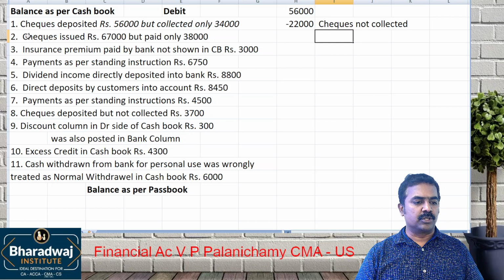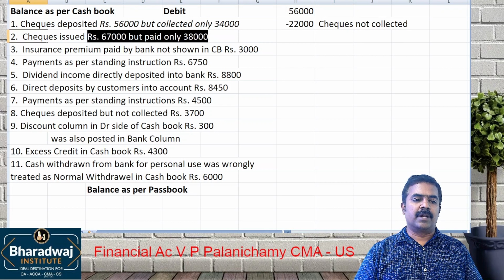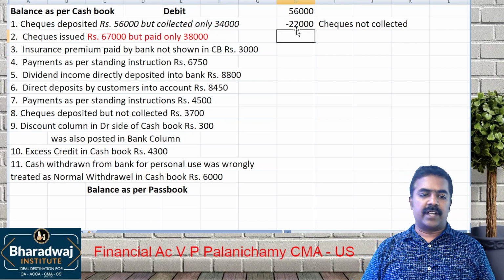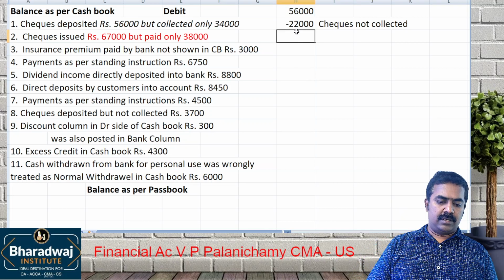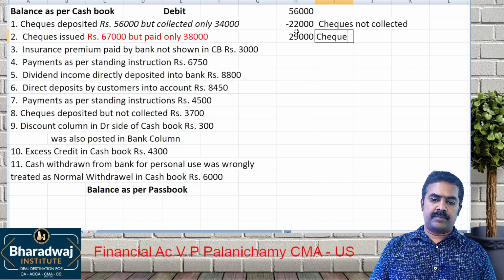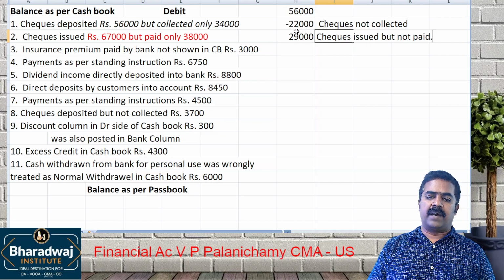Next, see what we have given. Checks issued means we have deducted 67,000, but the banker would have deducted only 38,000. So add how much? 29,000. Checks issued but not paid by the banker.